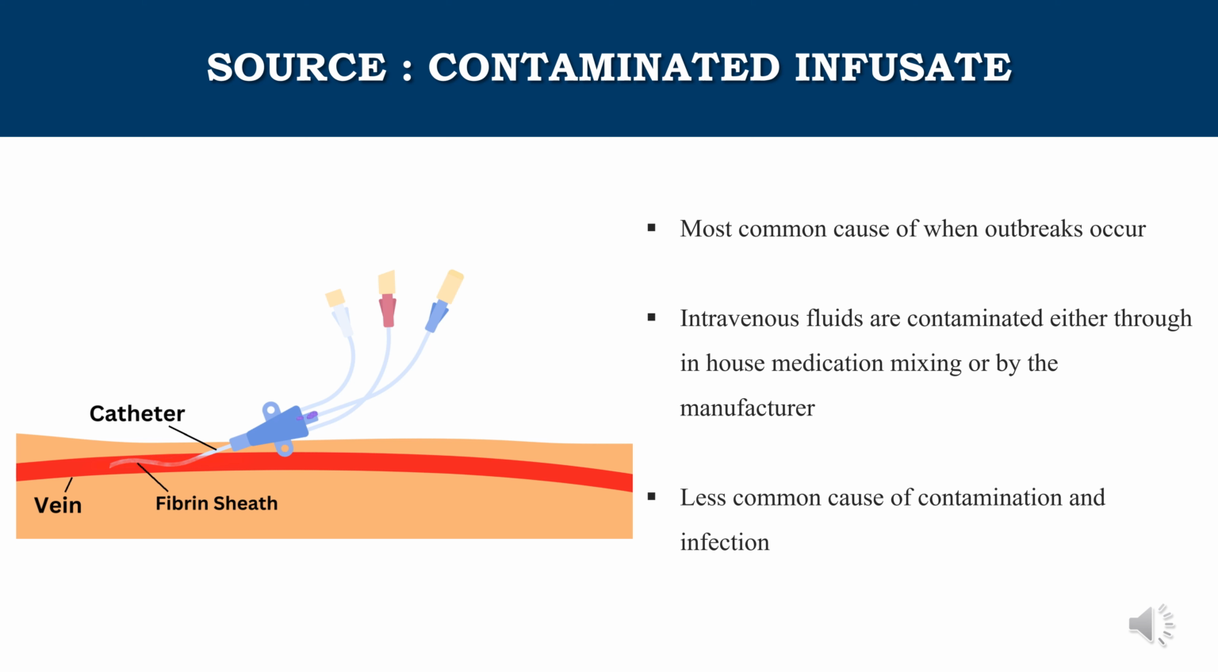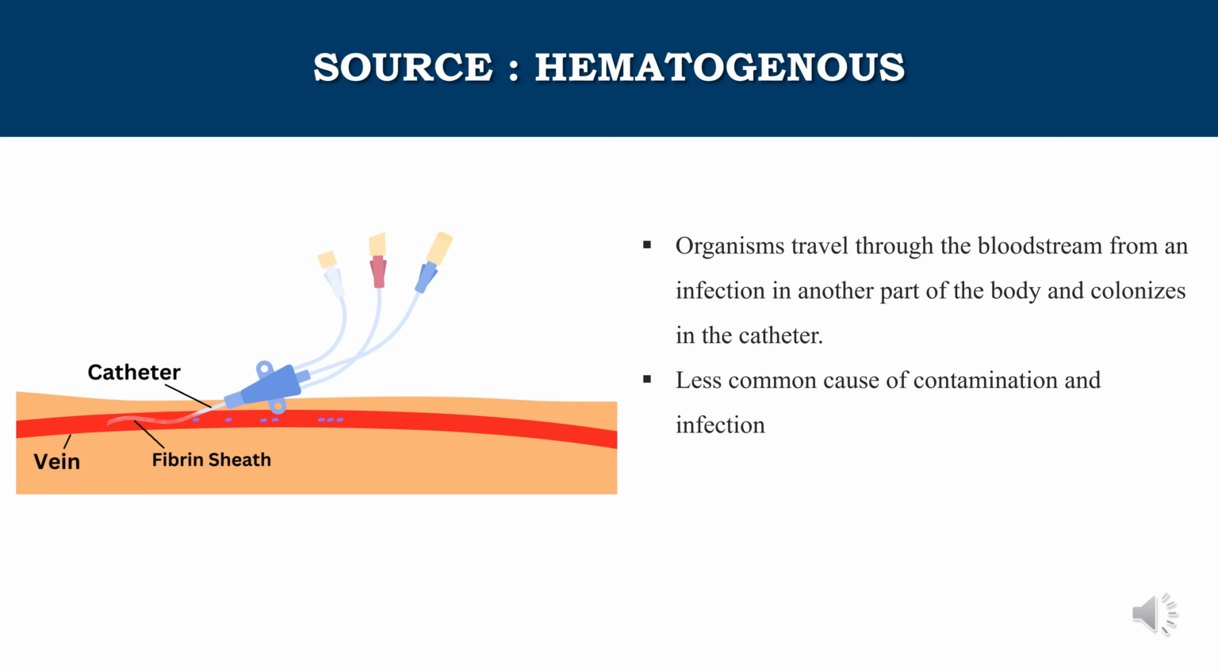This video shows how intravenous fluids are contaminated, either through in-house medication mixing or by the manufacturer. In addition, the organisms can also affect the catheter due to hematogenous spread from distant infection sites. For example, a patient could be having pneumonia. Then that infection spreads through the bloodstream to the catheter, and then it colonizes in the catheter, causing a secondary catheter-related bloodstream infection. This video shows how organisms travel through the bloodstream to get an infection from another part of the body and then colonize in the catheter.